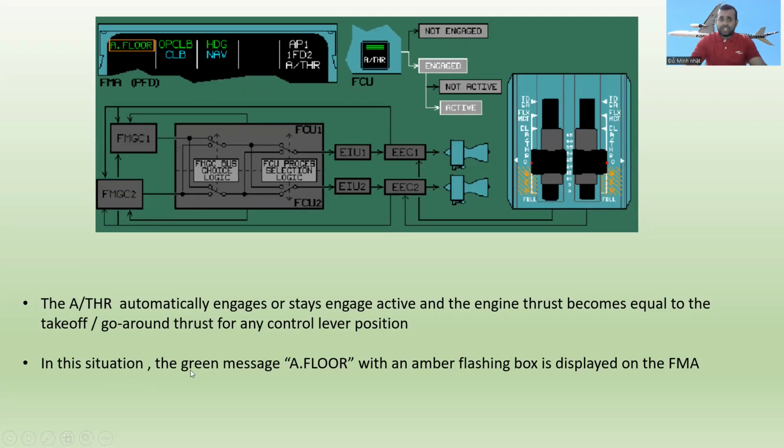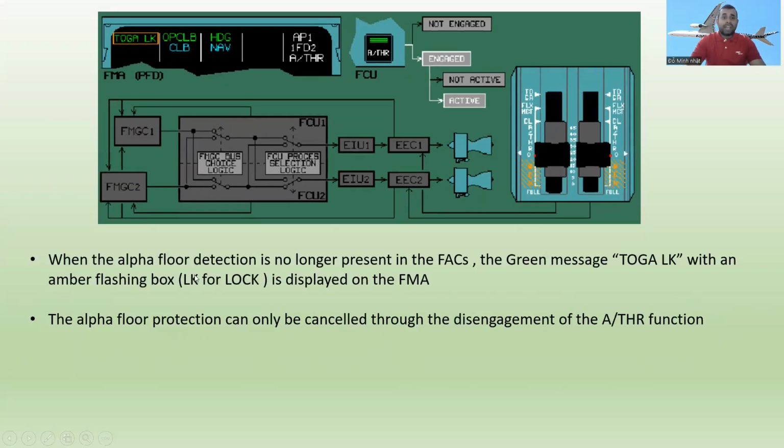All right. So in this situation, the green message alpha floor, with an amber flashing box, is displayed on the flight mode annunciator. When the alpha floor detection is no longer present in the flight augmentation computers, the green message TOGA LK, for lock, with an amber flashing box is displayed on the flight mode annunciator. So the alpha floor protection can only be cancelled through the disengagement of the autothrust function. Remember, alpha floor can only be cancelled through the disengagement of the autothrust function.